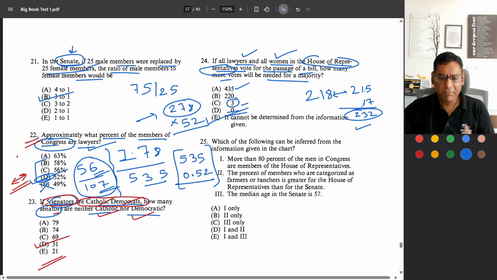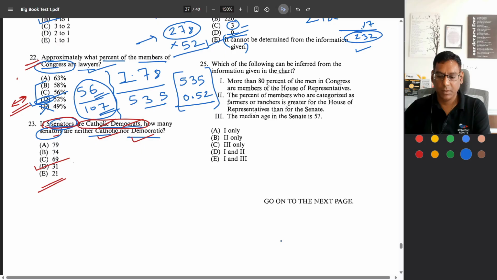Okay, so whenever you have this, it cannot be determined. Now be very, very careful. There may just be something that you are not considering. Okay, all right. Let's look at question 25. Which of the following can be inferred from the information given? More than 80% of the men in Congress are members of House of Representatives.